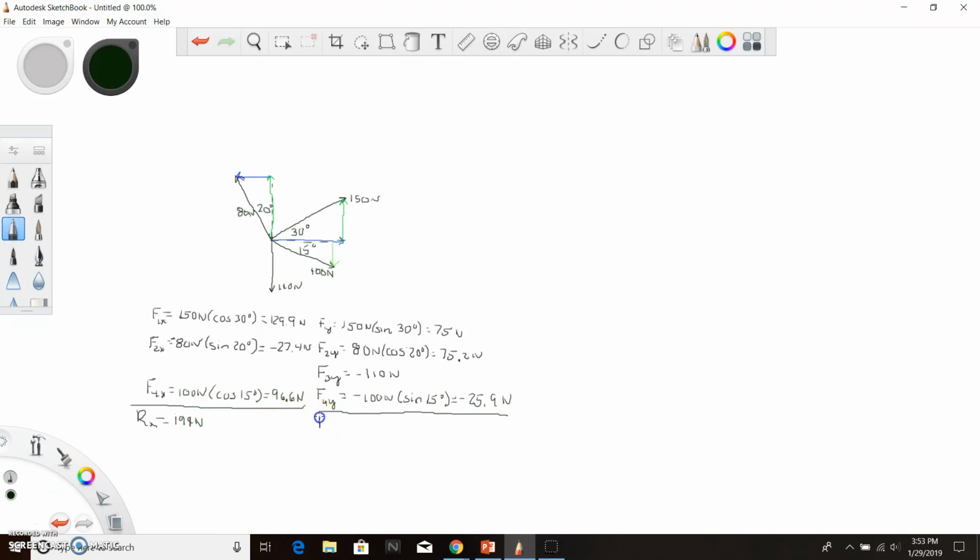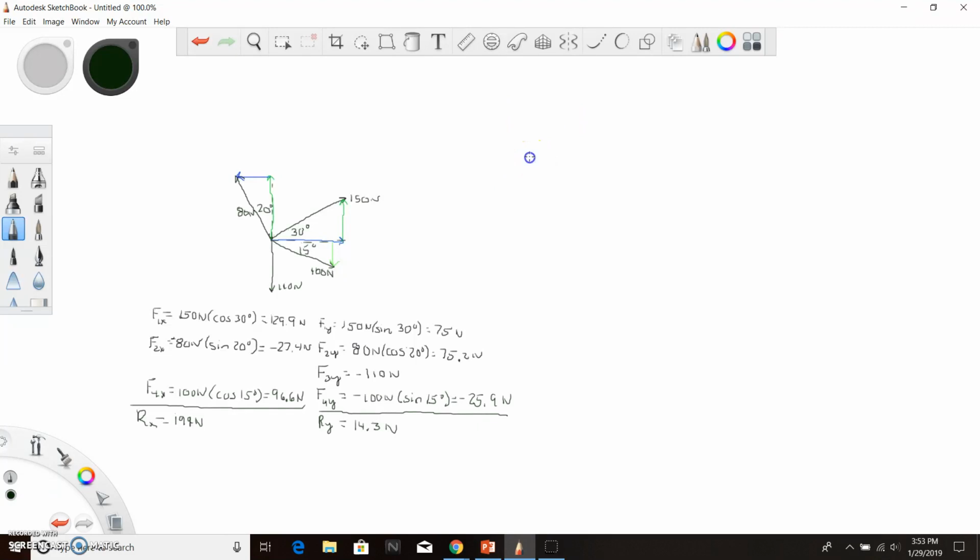Okay, so over here, when I define the y component, I'm going to add all of those together. So 75 newtons plus 75.2 newtons minus 110 and minus 25.9. When I do that, I end up with 14.3 newtons.